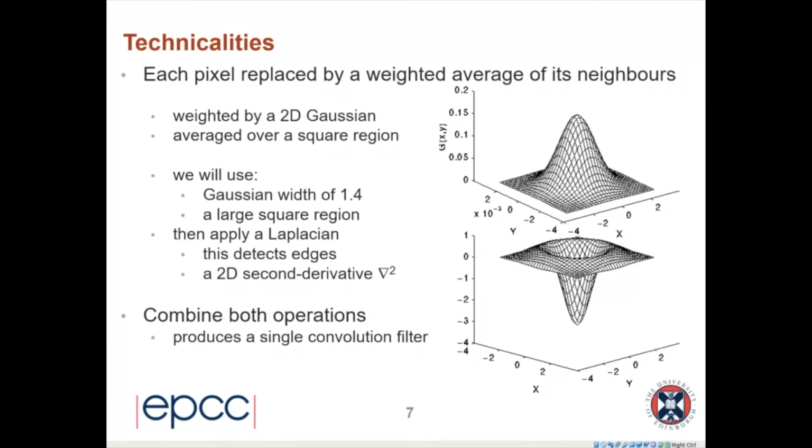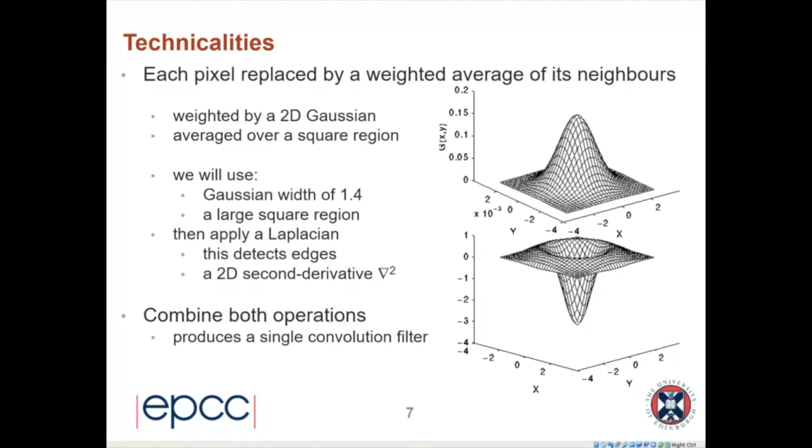You could ignore this if you want to, but I just wanted to give the mathematical detail. Each pixel is replaced by a weighted average of its neighbors. You take each pixel and a region around it, and you don't simply average each pixel with its neighbors, you weight it. You include the nearby pixels with a high weight and the faraway pixels with a lower weight, giving the nearer pixels more emphasis. That gives you a smoothed image because you've got rid of the noise.